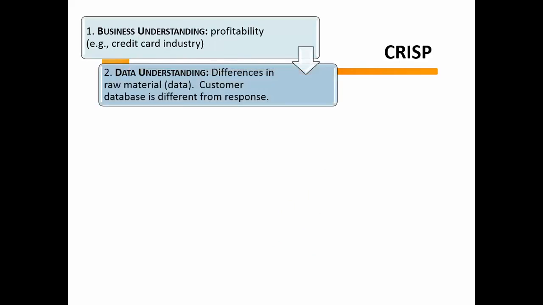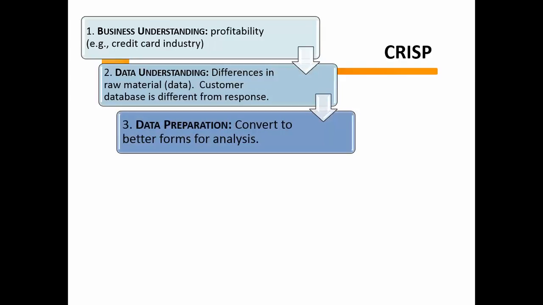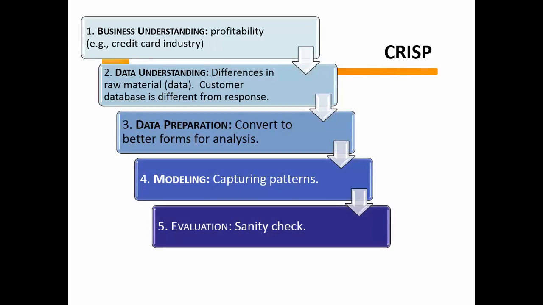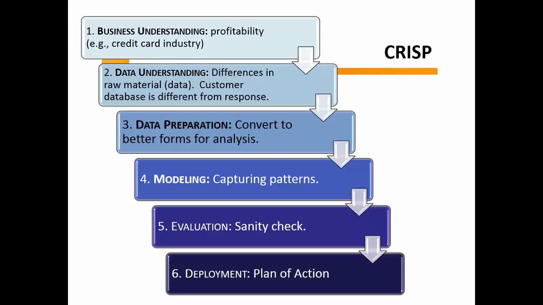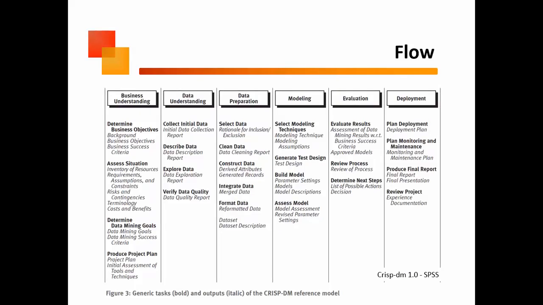I have to understand my business, understand the data, prepare for it, model it, and evaluate it to make sure it makes sense. That's actually something you should do with anything that you do: when you get to the end, take a step back for a second and ask, does this make sense? And what's my plan of action? This is the CRISP process. It goes from business understanding to data and everything else, and you can see all the steps in this chart.